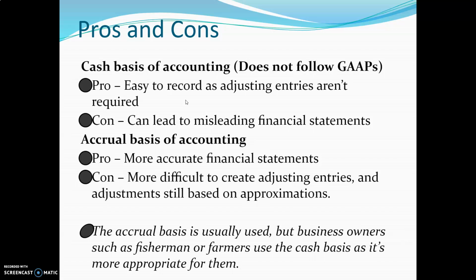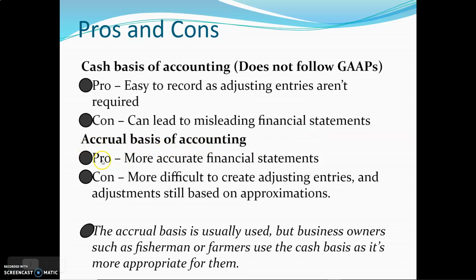So let's look at the pros and cons. With cash basis, the pro? Well, it's easy to record. All you have to do is worry about entries that involve cash. There are no adjusting entries. They're pretty simple. The downside is it can lead to some misleading financial statements. Imagine if a farmer bought a tractor and expensed $30,000 all in 1 year or all in 1 month. It would look like it lost a lot of money. On the other hand, we have the accrual basis of accounting. Pro? Well, it gives more accurate financial statements because we're trying to match up and approximate how our revenue and our expenses come in. The downside? Well, it's more difficult to create those adjusting entries.